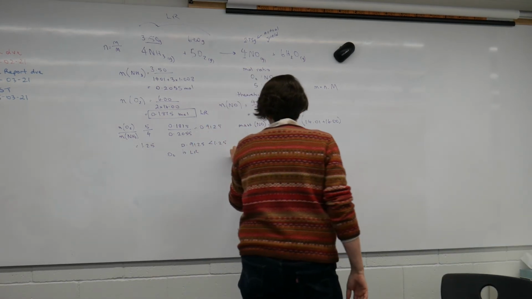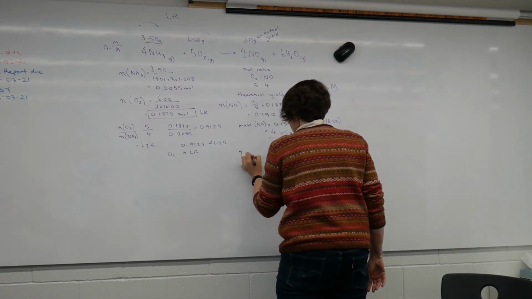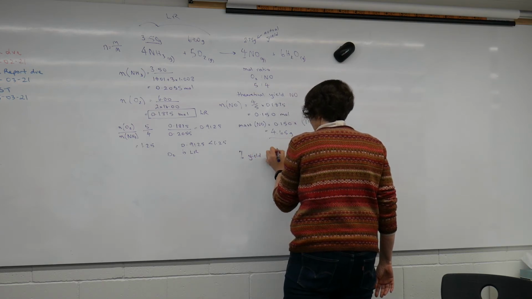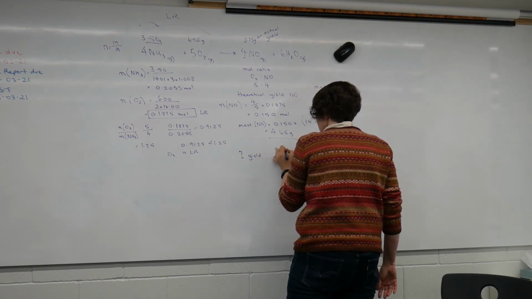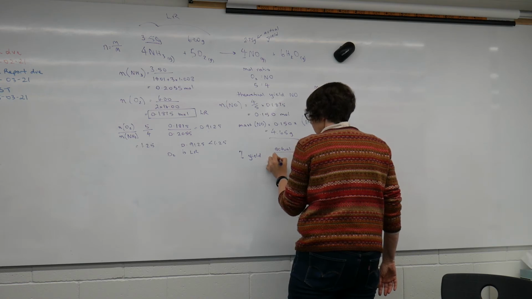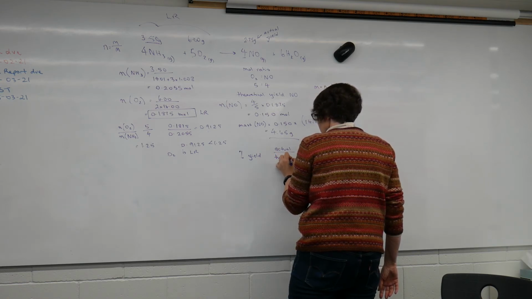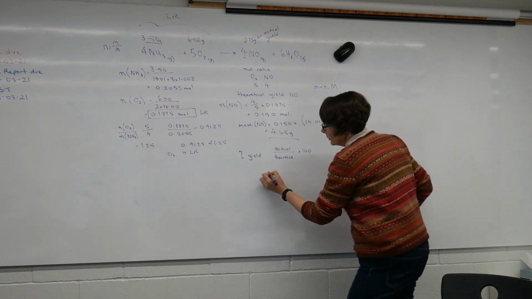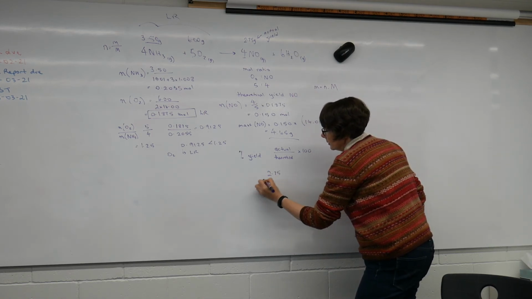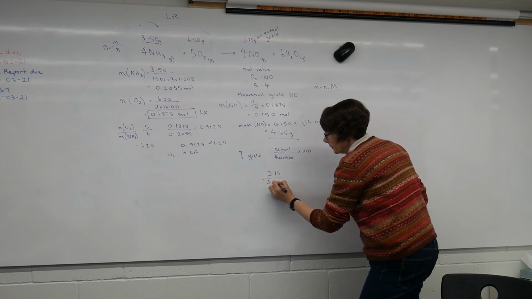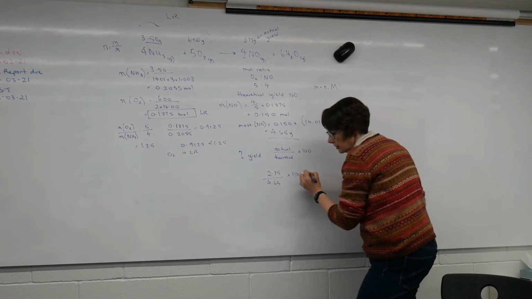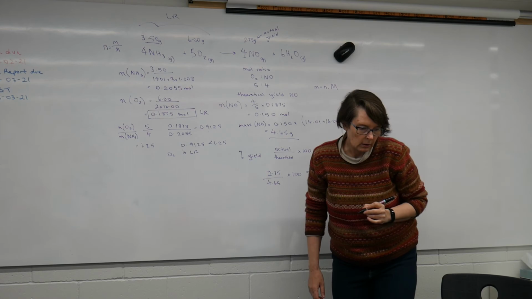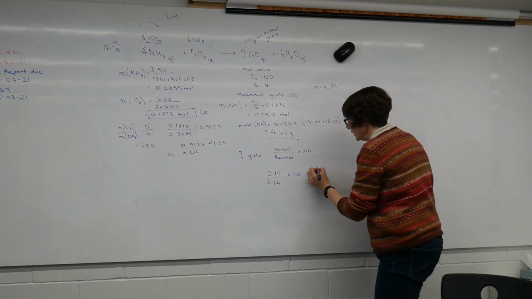So my percent yield is my actual divided by the theoretical multiplied by 100. So 2.75 divided by 4.65 multiplied by 100 gives me 59.1%.